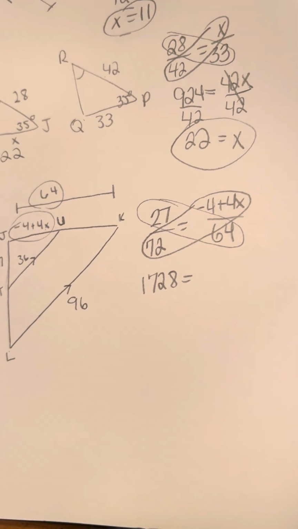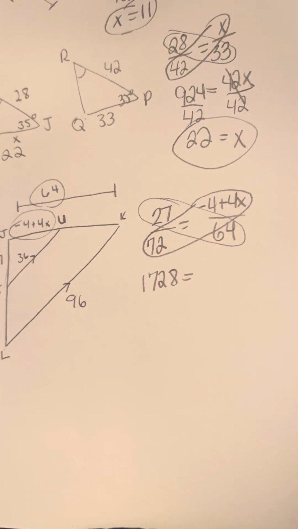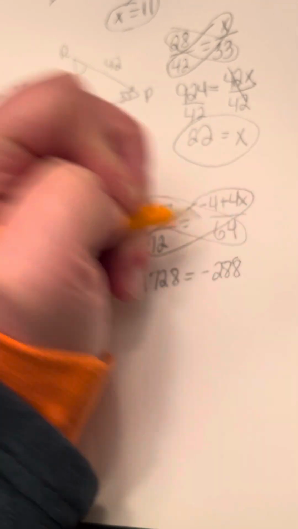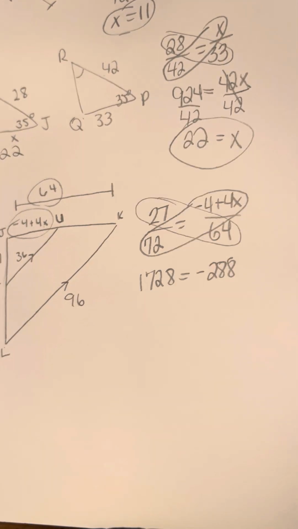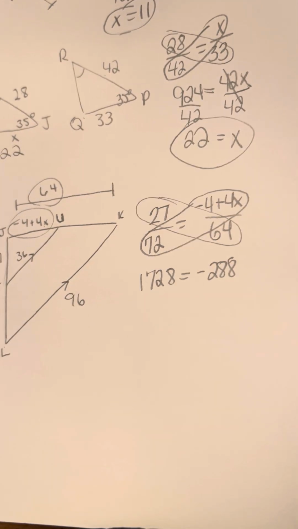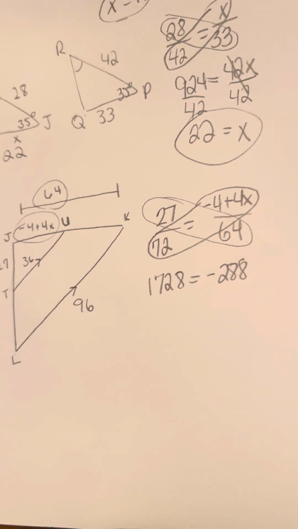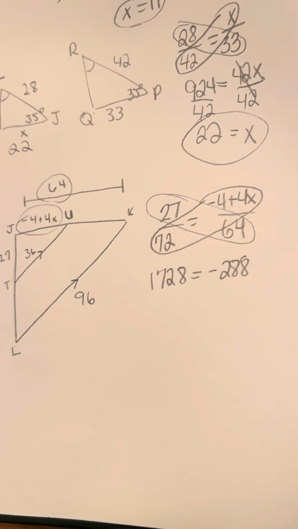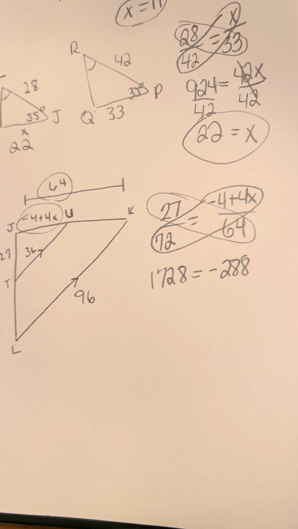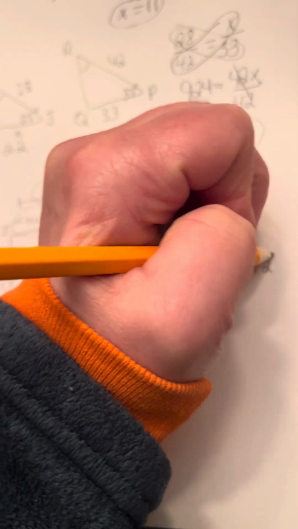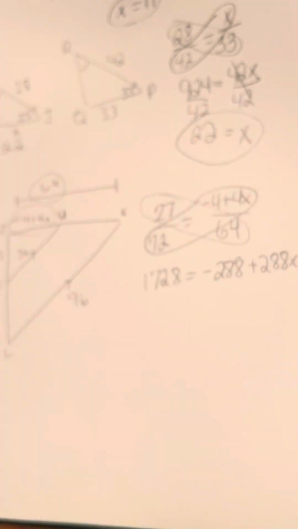So first we have to multiply 72 times the -4, which is going to give me -288. And then we're also going to have to do the 72 times the 4x. So obviously it's the same number, nothing too fancy, but we're going to do 72 times 4x, and that's going to be 288, but this time it's going to have an x on it.